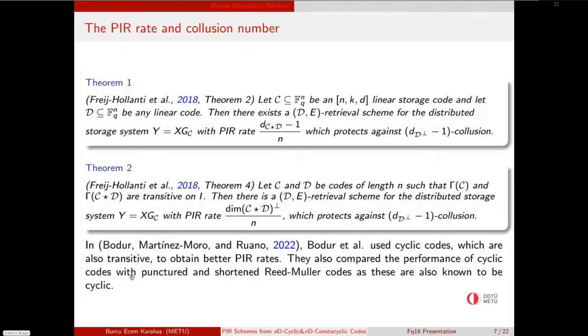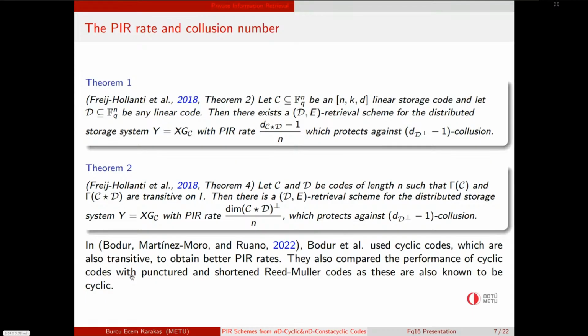And in their work, they prove that the PIR rate for C and D, just linear codes, is this, which protects against the d_C d_D minus 1 collision. This is what T collision means. And then they showed that when the Schur product of C and D is transitive, they improve this rate into this, which protects against the same collision number.